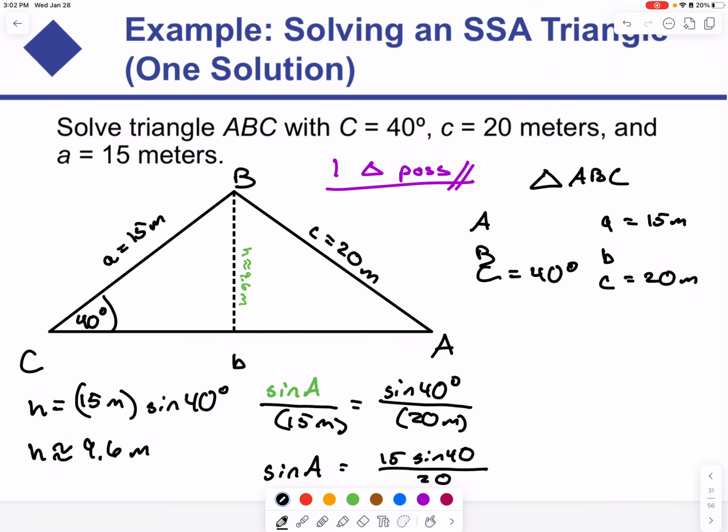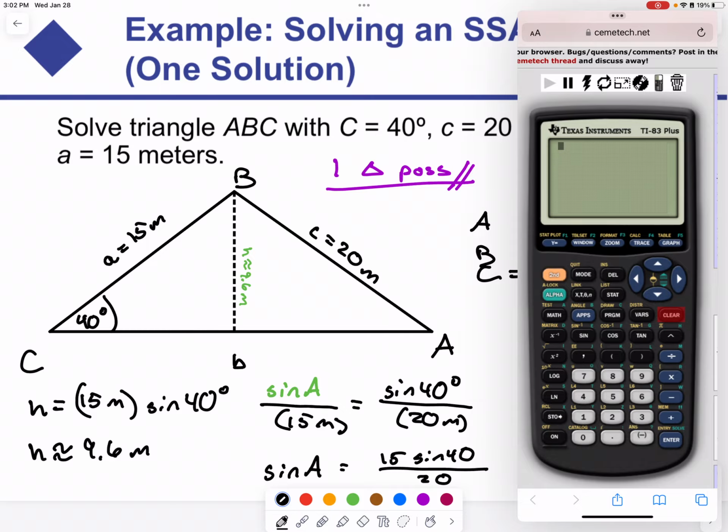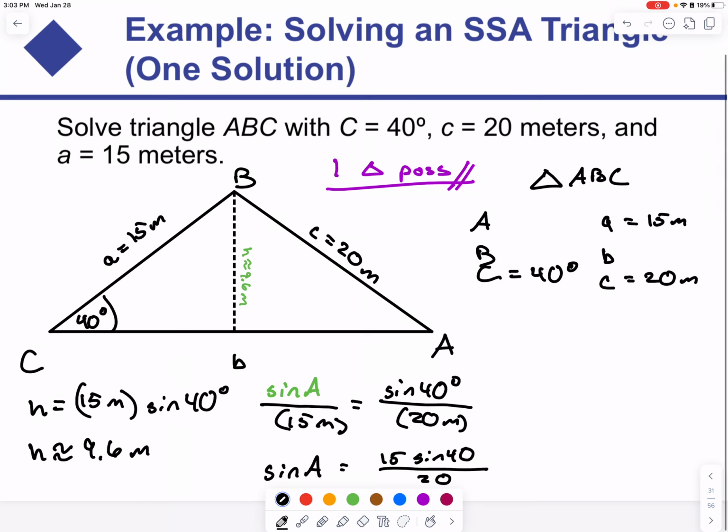So I'm just going to do the arc sine of that right-hand side. Mode, just make sure I'm in degrees, because you don't want the calculator to be in radians when you're punching in degrees. It's not going to work. So let's do the arc sine. Open the numerator, 15 times the sine of 40, close off the trig function, close off the numerator, divided by 20. We should get something between 0 and 90. We got approximately 28.8 degrees there.